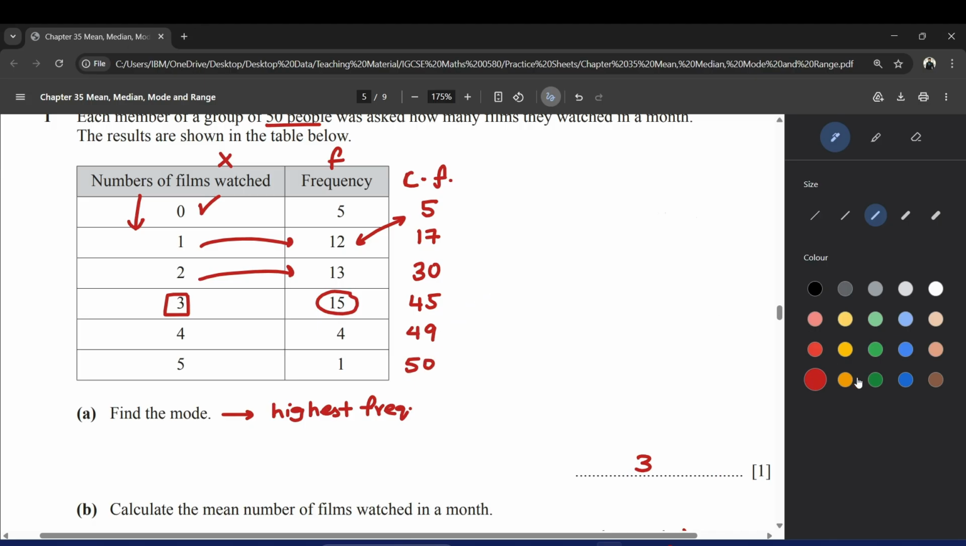Okay. Now from here, we are interested in the 25th term and 26th term. So you can see that the first 17 terms, sorry, the 17th term is going to be 1.